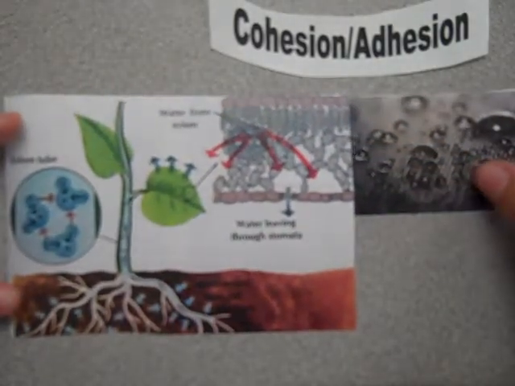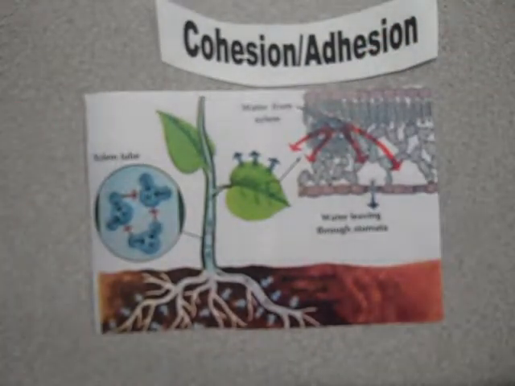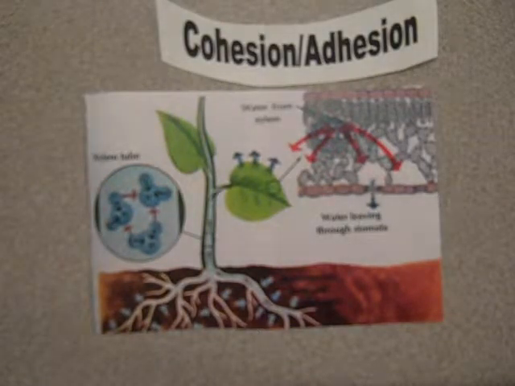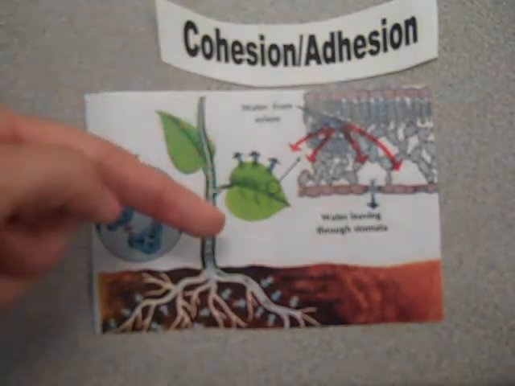Water's polarity is also responsible for its adhesion. Adhesion is the tendency of dissimilar particles to cling to one another. In the xylem, the adhesion of water helps to counter the effects of gravity by sticking to plant walls.